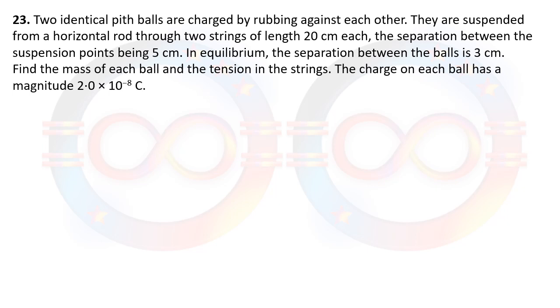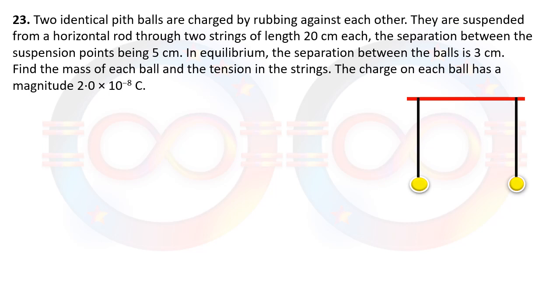Question number 23 is saying that two identical pith balls are charged by rubbing against each other. Now let me tell you that whenever two particles are rubbed against each other, one will have positive and the other one will have negative charge. The magnitude of charges will be the same, because the number of electrons which come out from one body is gained by another body. So the one which releases the electrons will have positive charge, and the one which gains the electrons will have negative charge.